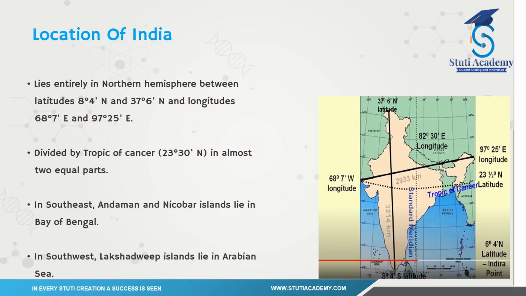It is divided by the Tropic of Cancer, 23.5 degrees north, and this line divides the country into two almost equal parts. In the southeast, the Andaman and Nicobar Islands lie in the Bay of Bengal. In the southwest, the Lakshadweep Islands lie in the Arabian Sea.